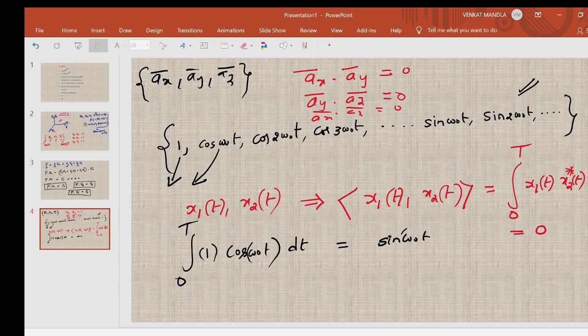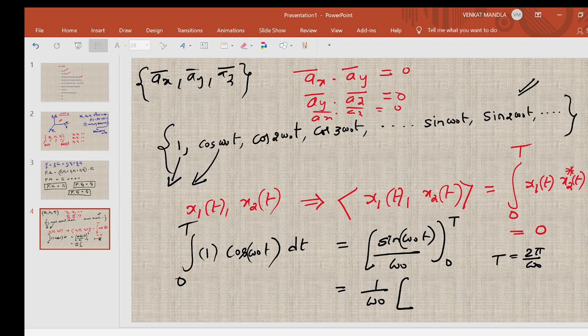What do you get? Sin omega naught t by omega naught, from 0 to T, where T is 2 pi by omega naught. Then 1 by omega naught. Substitute capital T in place of small t, you'll get sine 2 pi minus sine 0. Sine 2 pi is 0, sine 0 is also 0. So you'll get 0. So 1 and cos omega naught t, these two signals are orthogonal to each other.